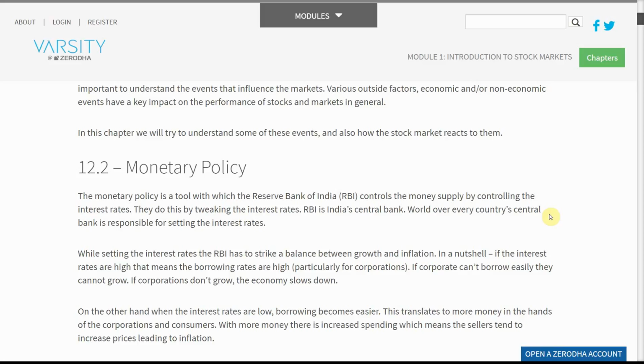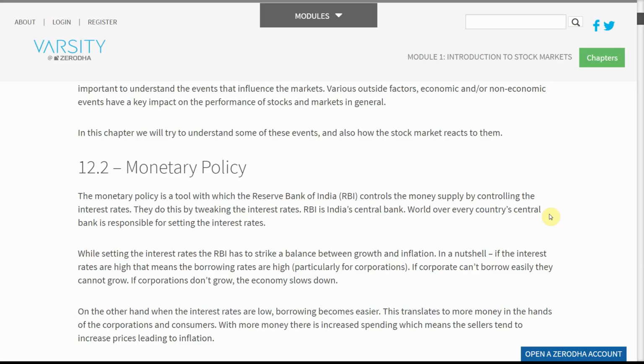In a nutshell, if the interest rates are high, that means the borrowing rates are high, particularly for corporations. If corporates can't borrow easily, they cannot grow. If corporations don't grow, the economy slows down. On the other hand, when the interest rates are low, borrowing becomes easier. This translates to more money in the hands of the corporations and consumers. With more money, there is increased spending, which means the sellers tend to increase prices, leading to inflation.